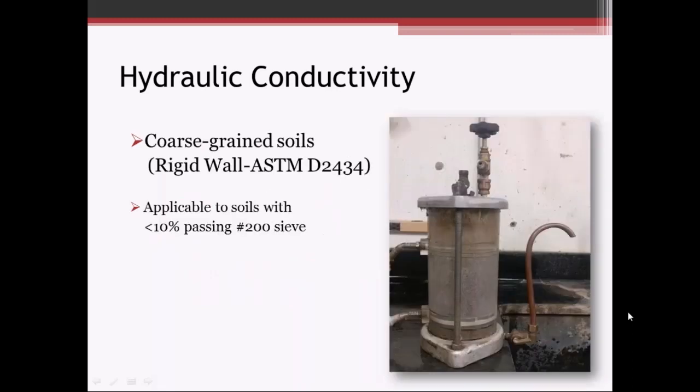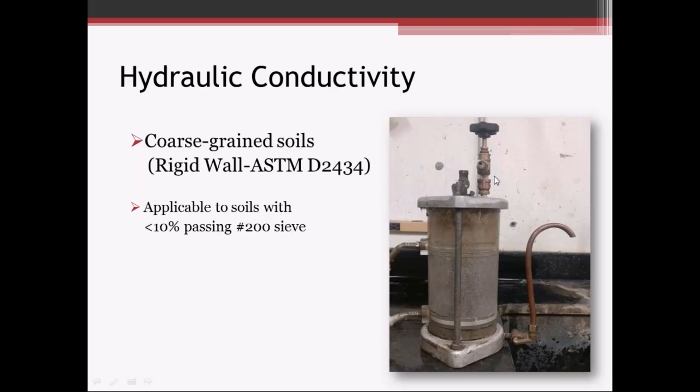So the rigid wall for coarse grain soils, this is going to be applicable to soils with less than 10% passing the number 200 sieve. So it's going to be primarily sand and gravel soils. And because they're granular soils, the sample is going to have to be recompacted in the mold because we can't take a Shelby tube on those samples. So that's one of the things the engineer will have to specify, what percent compaction to remold the sample.